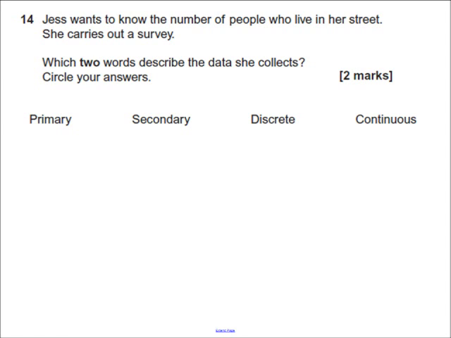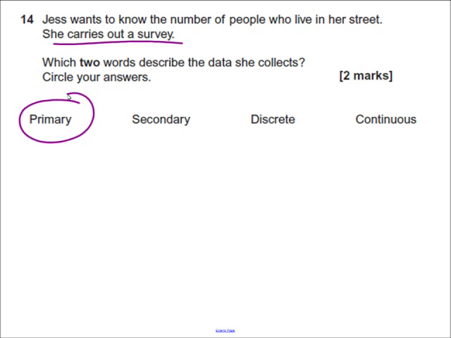Now for the final question. Jess wants to know the number of people who live in her street and she carries out a survey. Which 2 words describe the data that she collects? Circle your answers. So the fact that she carries out the survey means that the data is primary.